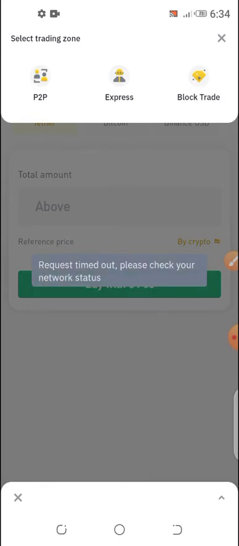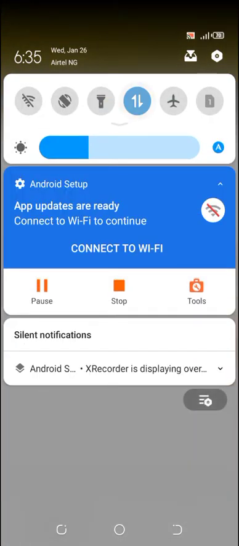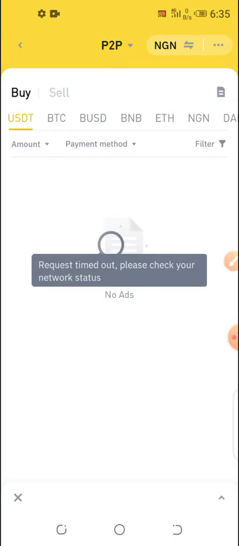You have P2P, you have Express, and you have block trade. Block trade is for large transactions. Express is for the system will automatically pair you up with whatever it feels is the best price available, which is what I use most times. And the P2P gives you a wider option of virtually everybody that has to buy or to sell.